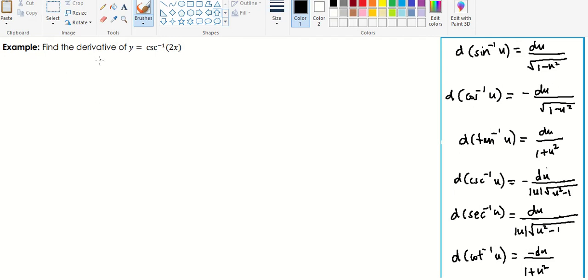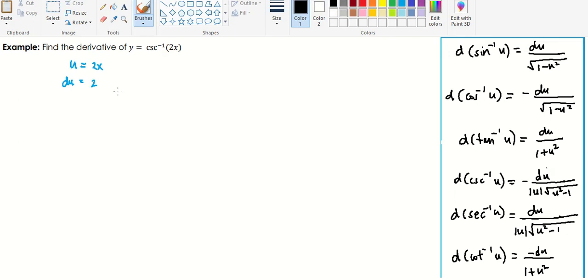So, we have to find the derivative of y equals arc cosecant 2x. Okay, so we have to identify first our u. Our u here is 2x. And the derivative of our u is 2.